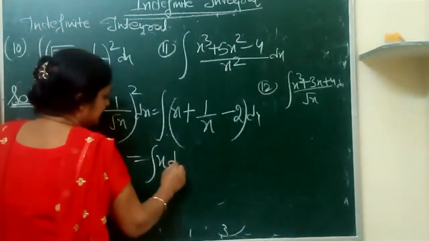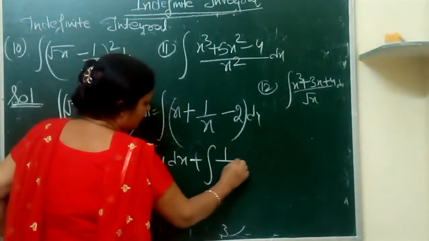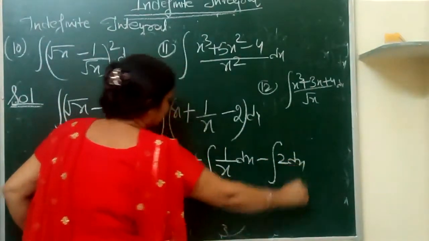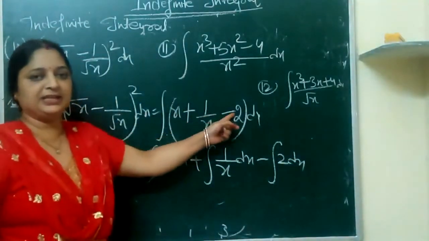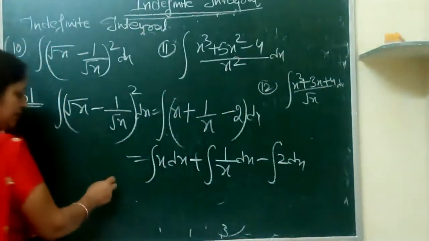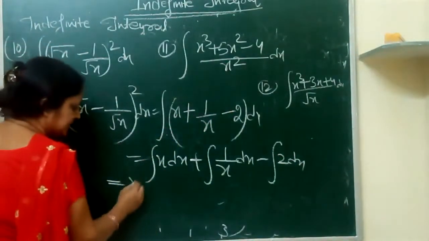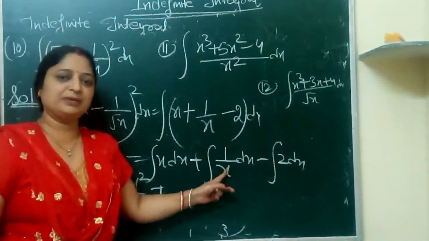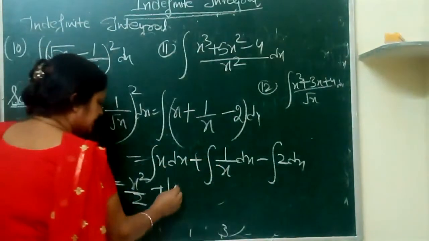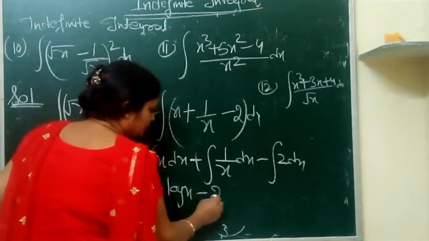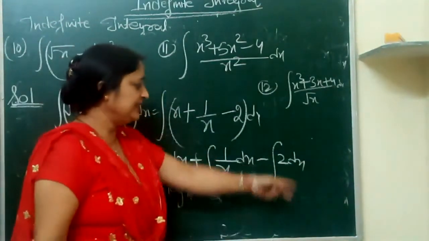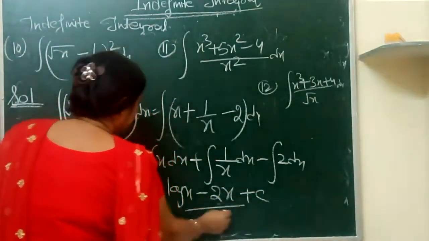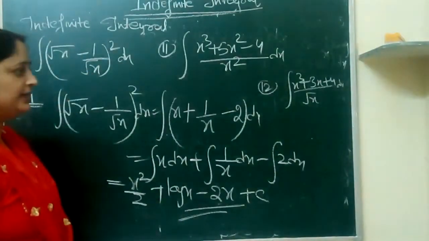After that, open this integration: integration of x dx plus integration of 1 upon x dx minus integration of 2 dx, after opening the bracket with the integration sign. So what will come here? Integration of x is x square upon 2 plus, you know what the integration of 1 by x is, that is log x, minus 2 outside. What is the integration of dx? That is x plus c. So this is the required solution of question number 10.